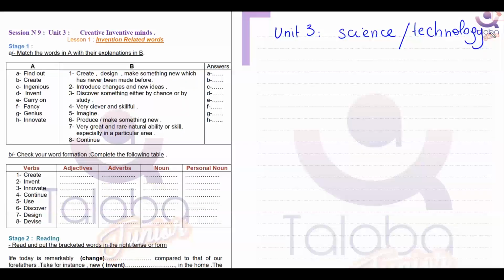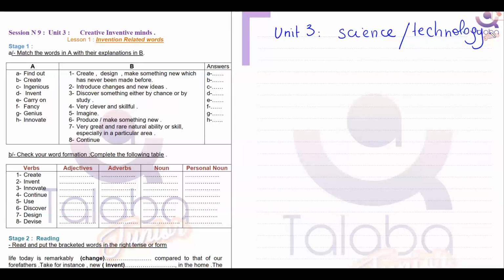Okay, we have many topics in this unit. We start with section number 1 or lesson number 1, which is dealing with words related to the theme of invention, to the theme of technology, to the theme of science. In other words, we cannot speak about science and technology without knowing these lexical items. Okay, let's introduce our topic.